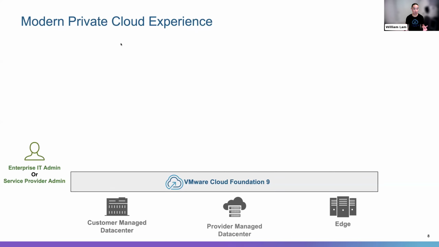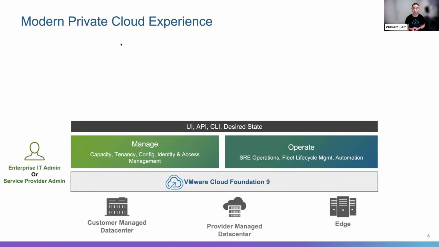And obviously, this is driven by you as an IT admin, or it could be a service provider. And you're going to be managing this infrastructure in terms of the compute capacity, providing identity management, but also a lot of the fleet lifecycle management that we just showed, right? Patching and upgrade, being able to run automation. And you might do this across a number of different consumption interfaces, whether it's a UI, API, CLI, or even desired state. And we refer to this as building and operating your private cloud.